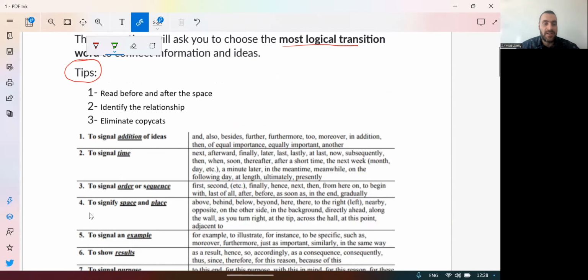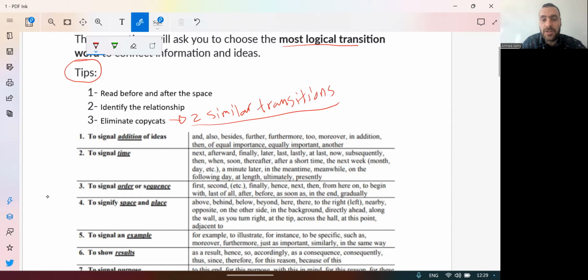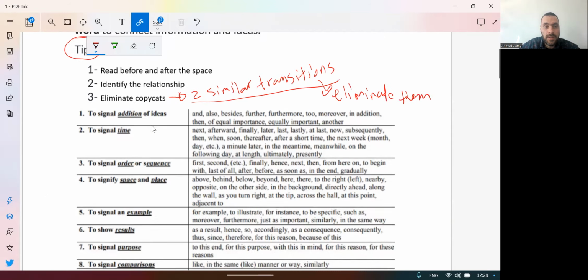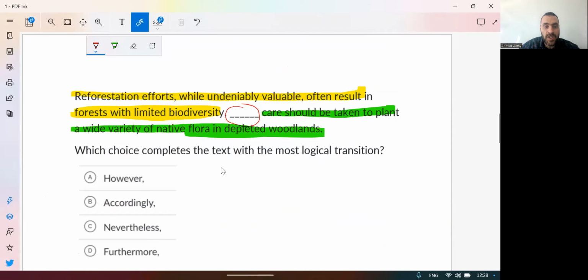Eliminate copycats. Too similar, eliminate the two similar transitions. If you have two similar transitions, eliminate them. I will show you in the first example.